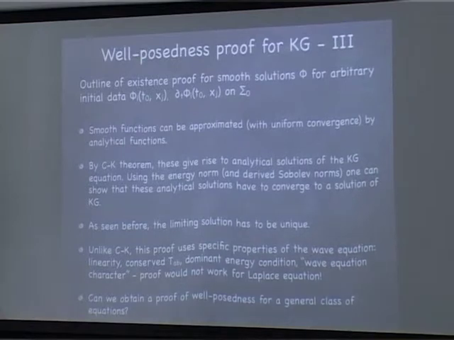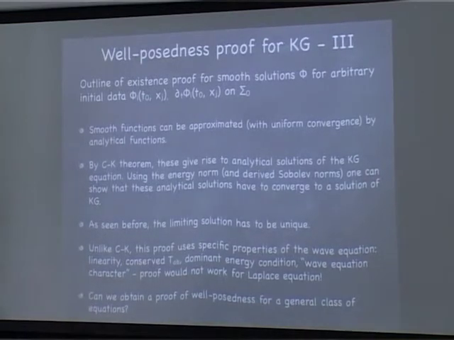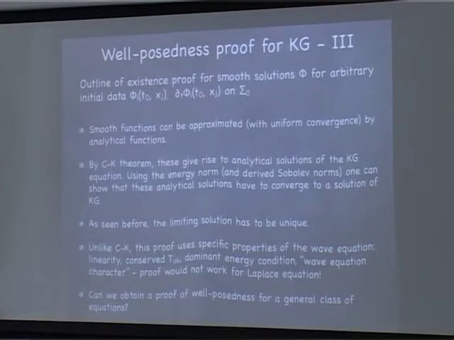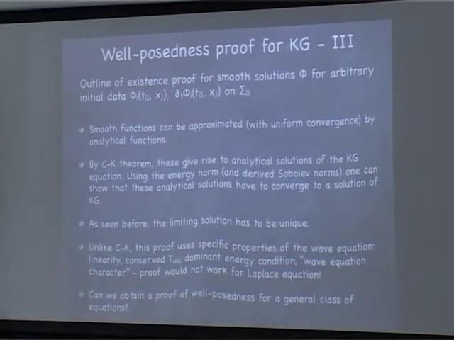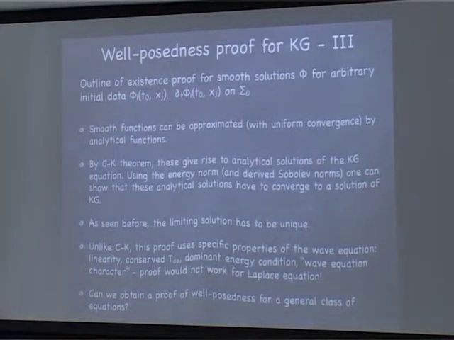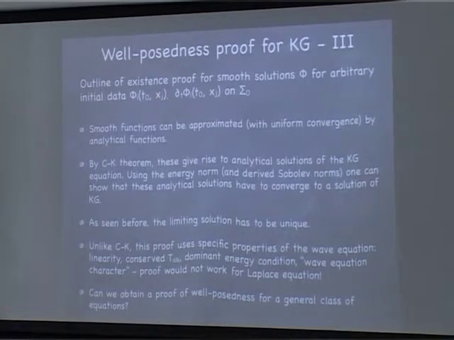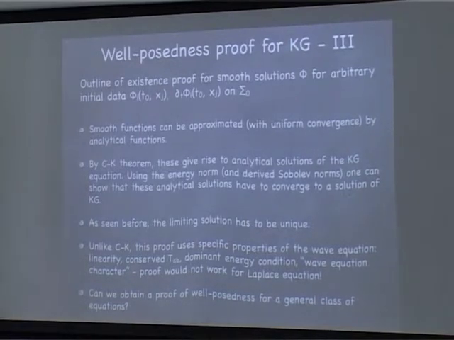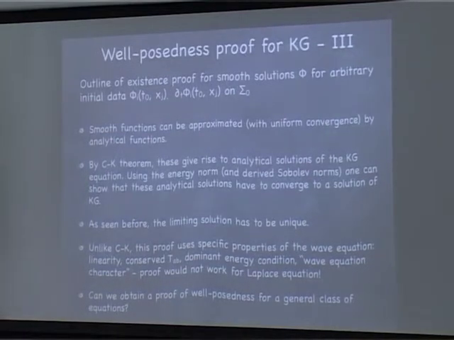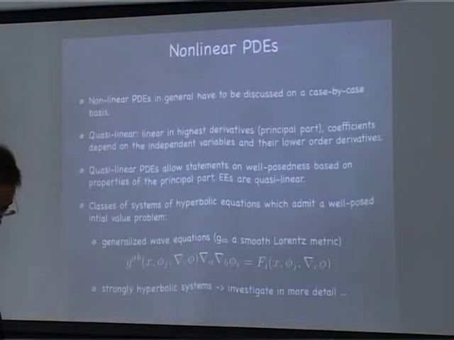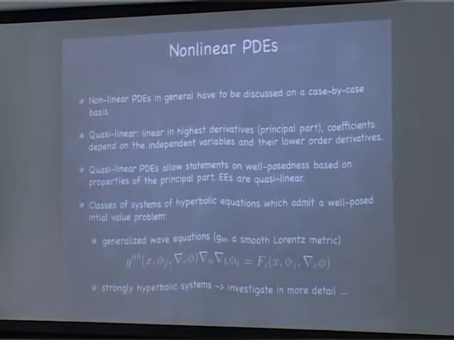Now, doing the whole proof is quite a lot of work, and we don't want to do this proof for every single partial differential equation which we encounter, in particular since the Klein-Gordon equation is really simple, but we don't want to do this for the Maxwell equation and the Einstein equation, every single case we ever have. So the question is, can we obtain such a proof for a very general class of equations? We just do this once, and then we just have to check whether a particular equation is within this class. And the answer is, of course, yes. That turns out to be true. So let's see how this works.